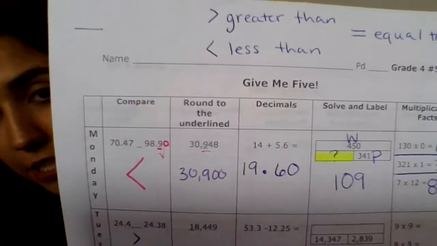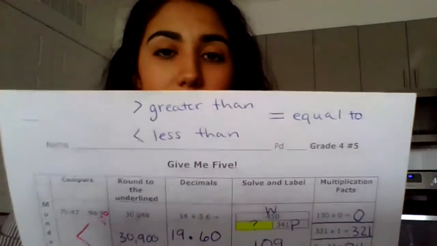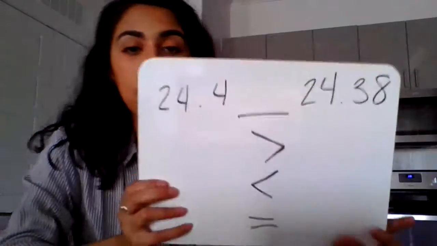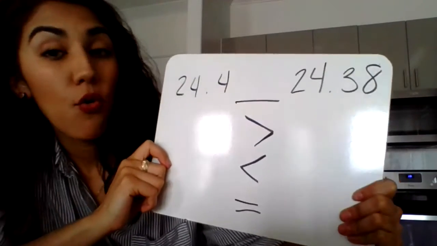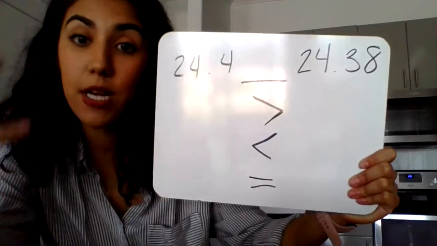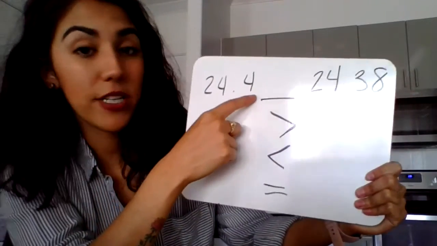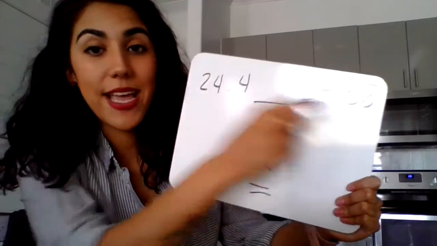Today we're going to be going over Tuesday's Give Me 5 for page number 5. If you haven't already written these comparison symbols somewhere on your paper, go ahead and do that, just in case you might forget what each symbol means. For the first problem on Tuesday, they're wanting you to compare 24 and 4/10 to 24 and 38/100. Remember, when we're comparing numbers, we have to read them from left to right. So they want to know, is 24 and 4/10 greater than, less than, or equal to 24 and 38/100?